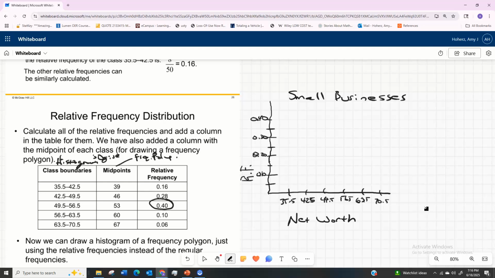And we're going to look at our boundaries. So 35.5 to 42.5 has a relative frequency of 0.16. So right here is 0.15, so it'd be just a little bit above that. And we want to go from 35.5 to 42.5. Okay. And then we want a bar at 0.28 between the 42.5 and the 49.5. So 0.28, here's 0.2, 0.25, 0.28 would be just under the 0.30.